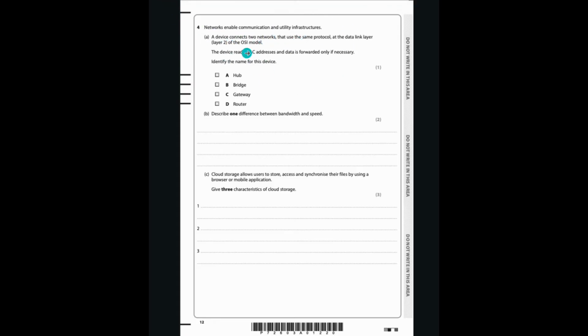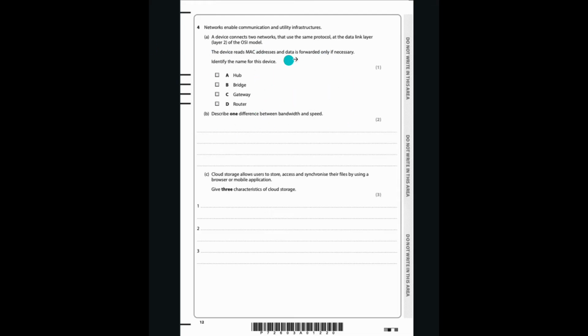Moving to question number 4, which is network-enabled communication and utility infrastructures. A device connects to two networks that use the same protocol at the data link layer, layer 2 of the OSI model. The device reads MAC addresses and data is forwarded if necessary. Identify the name of this device: hub, bridge, gateway, or router.